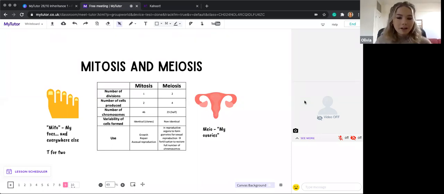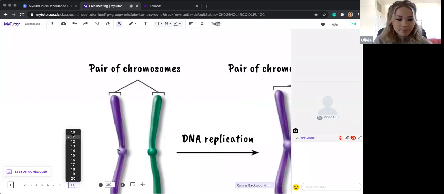So what about meiosis? Well, meiosis happens in my ovaries, okay? And obviously, not just the ovaries, but that's the way I remember it, happens in my ovaries, and that is where we produce our gametes. And our gametes are our sex cells, so our sperm and our egg. So that's how I remember it. And the other thing that I remember of how many cells each of these produce is mitosis has a T in it, T for 2 cells. Okay, so mitosis produces 2 cells. So let's have a look at how that happens then.